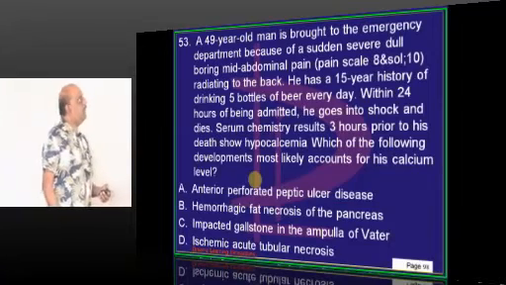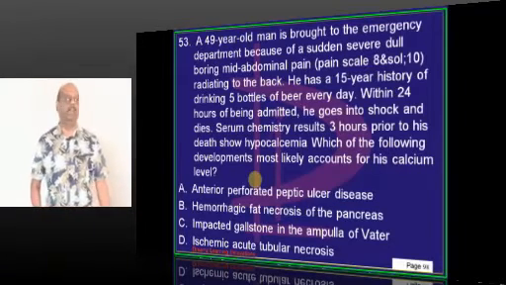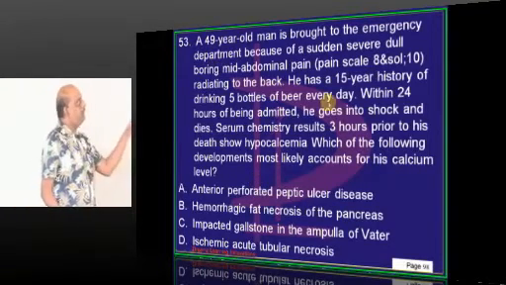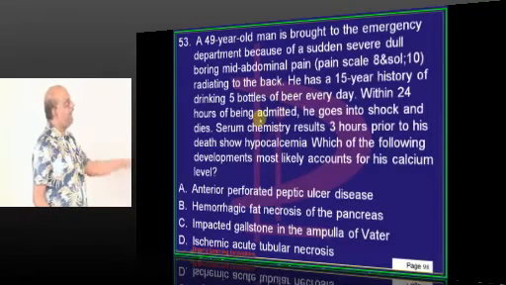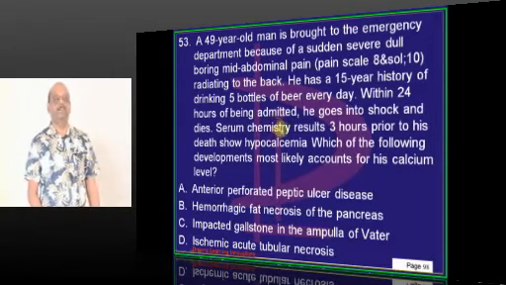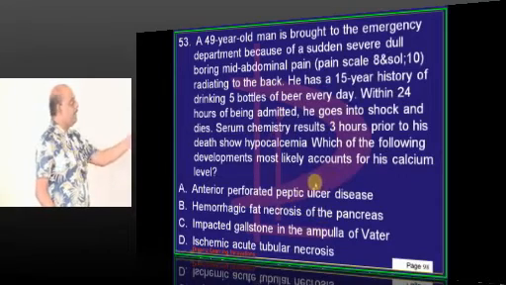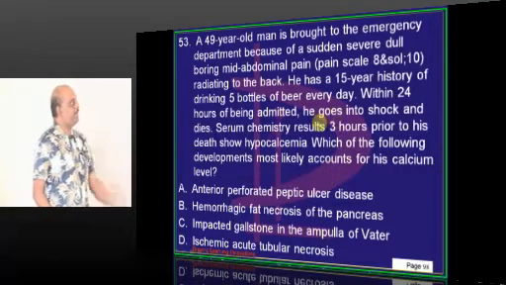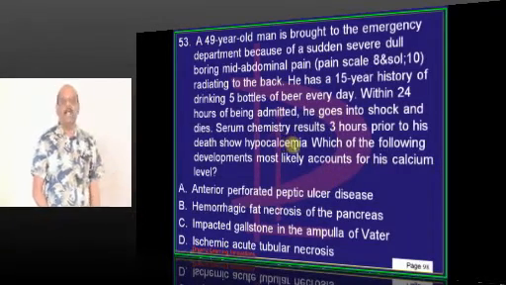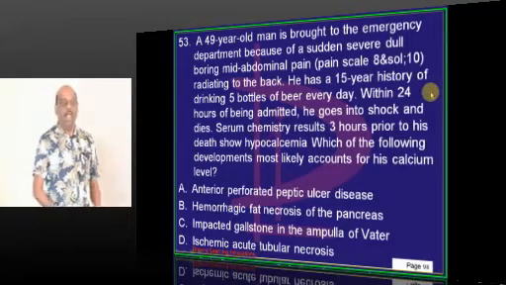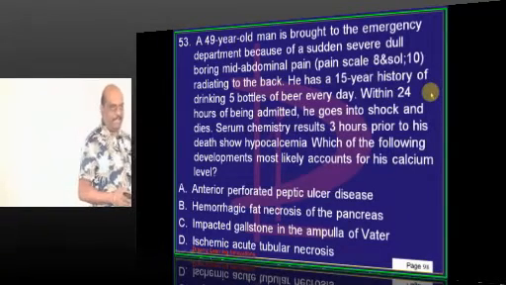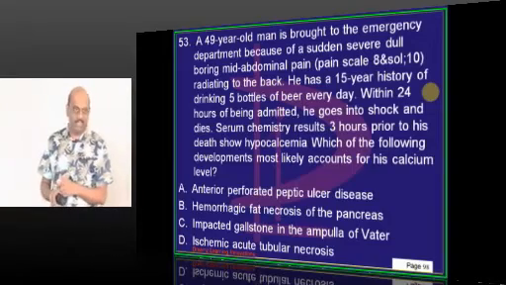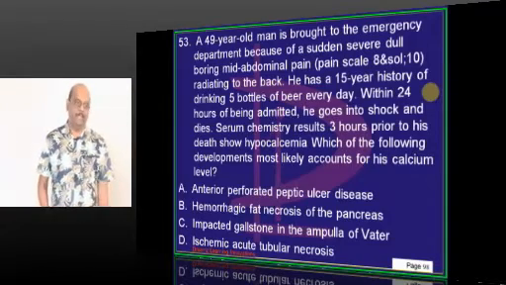A 49-year-old is brought with a sudden severe dull boring mid-abdominal pain radiating to the back, and he was having 5 bottles of beer every day. Then what is the most likely possibility in this given case where he is showing hypocalcemia? Alcohol is a risk factor for pancreatitis, and one of the complications of pancreatitis is development of hypocalcemia, is what you have to basically remember.